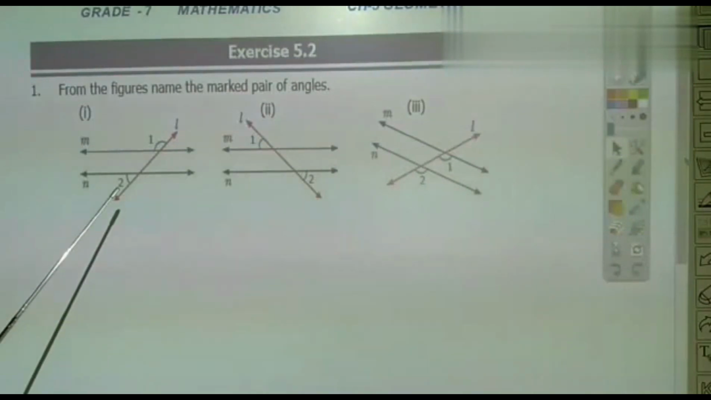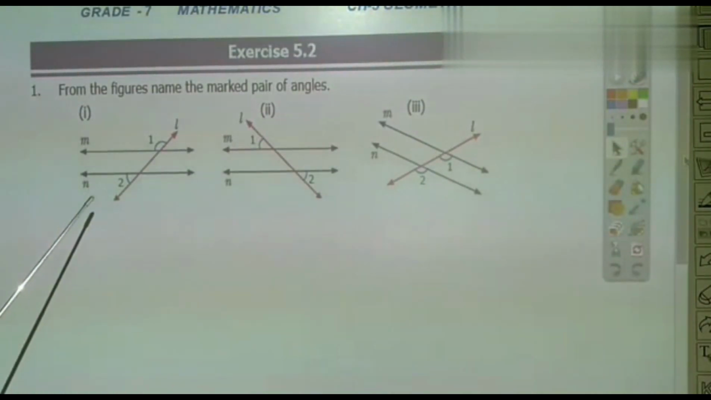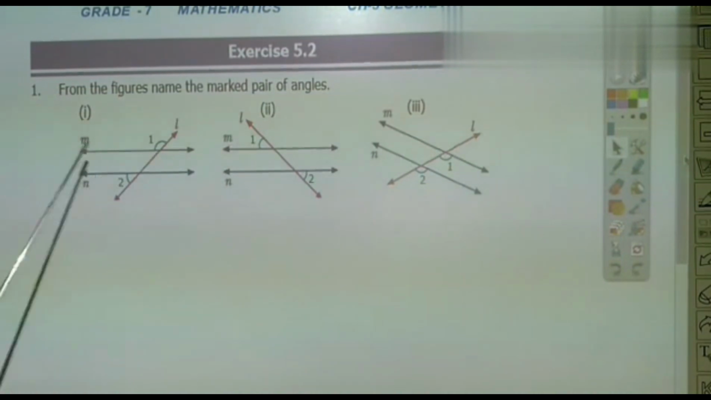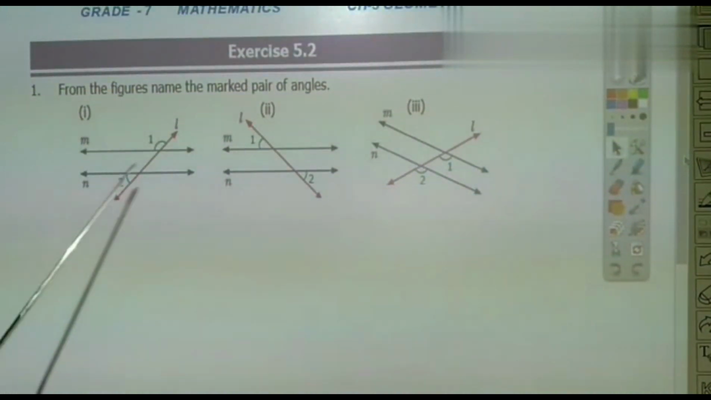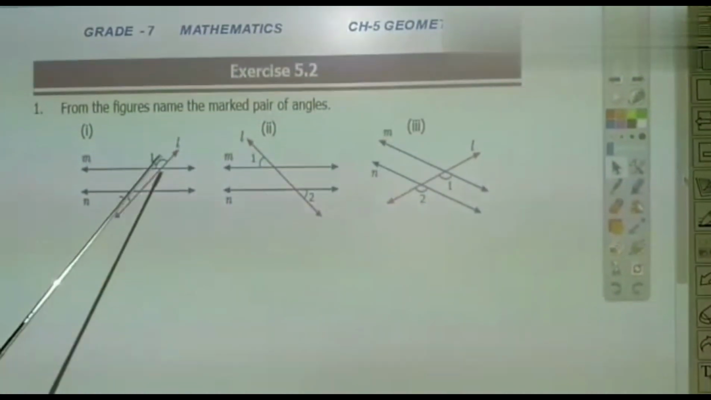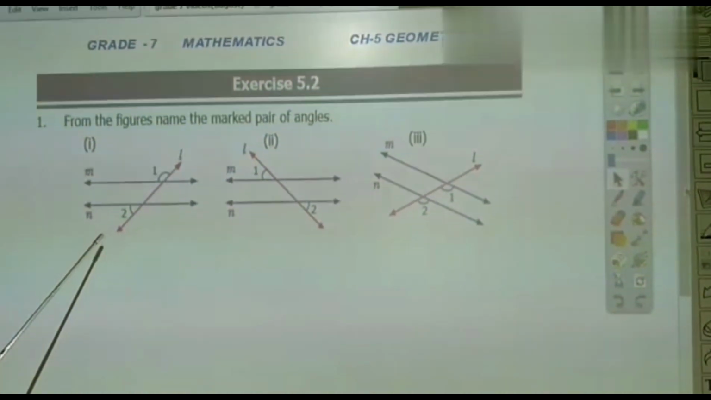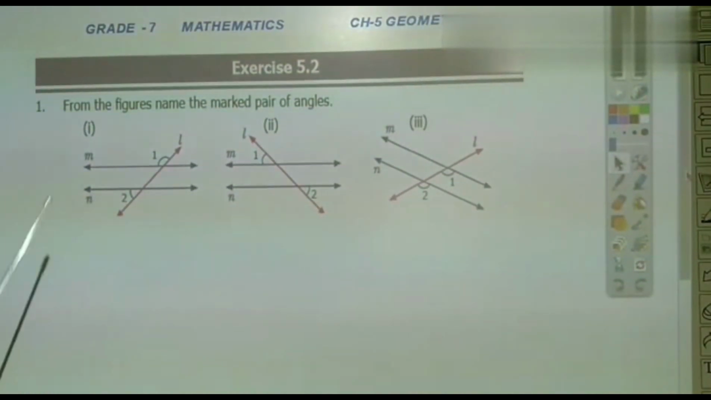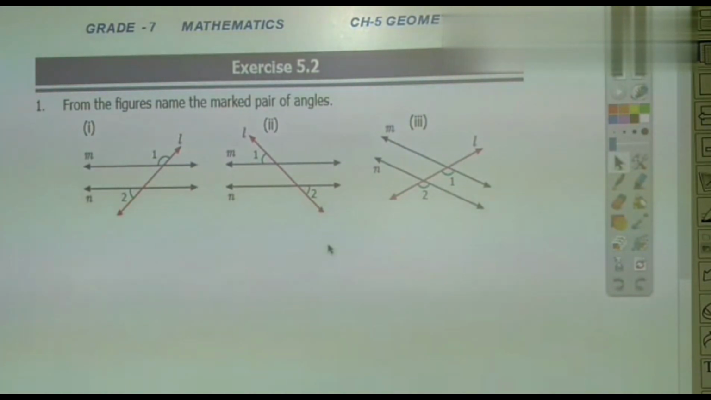Before that, we can recall our transversal line. Here, we have two parallel lines and one straight line is intersecting the two parallel lines. Hence, it is a transversal line. See the first image, children. We have two parallel lines M and N, and L is the transversal line. So a line intersecting two lines at distinct points is a transversal line.